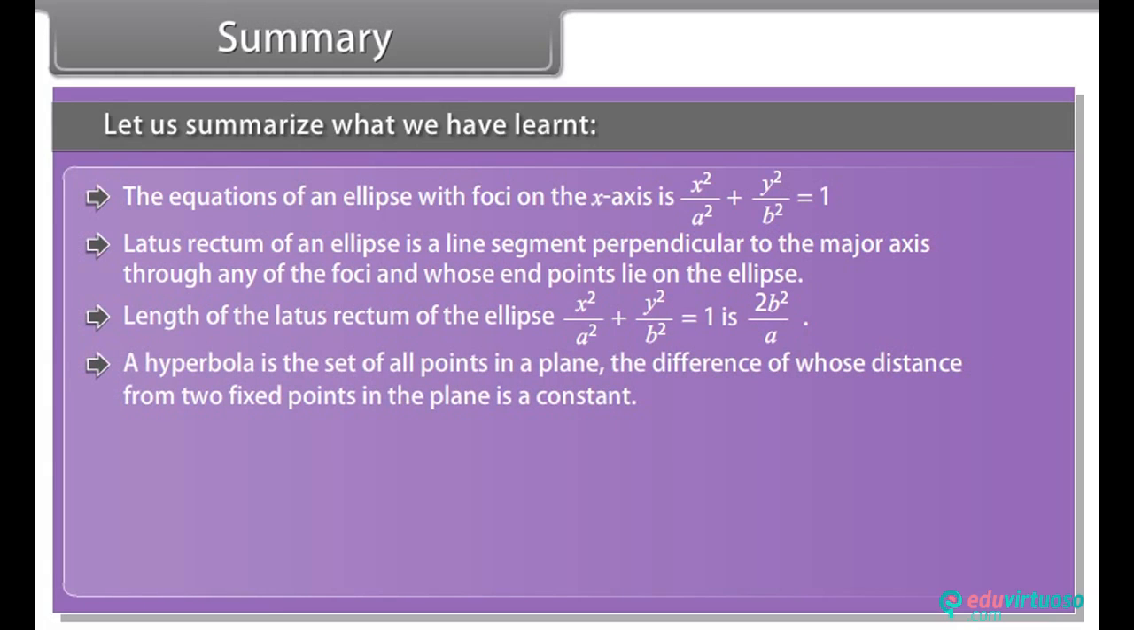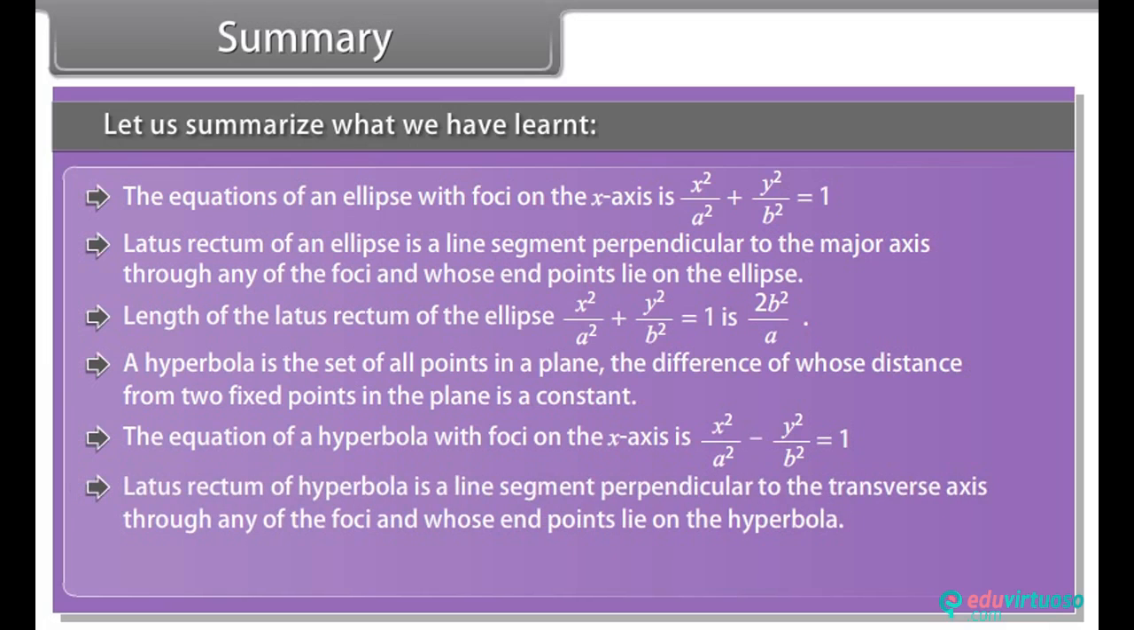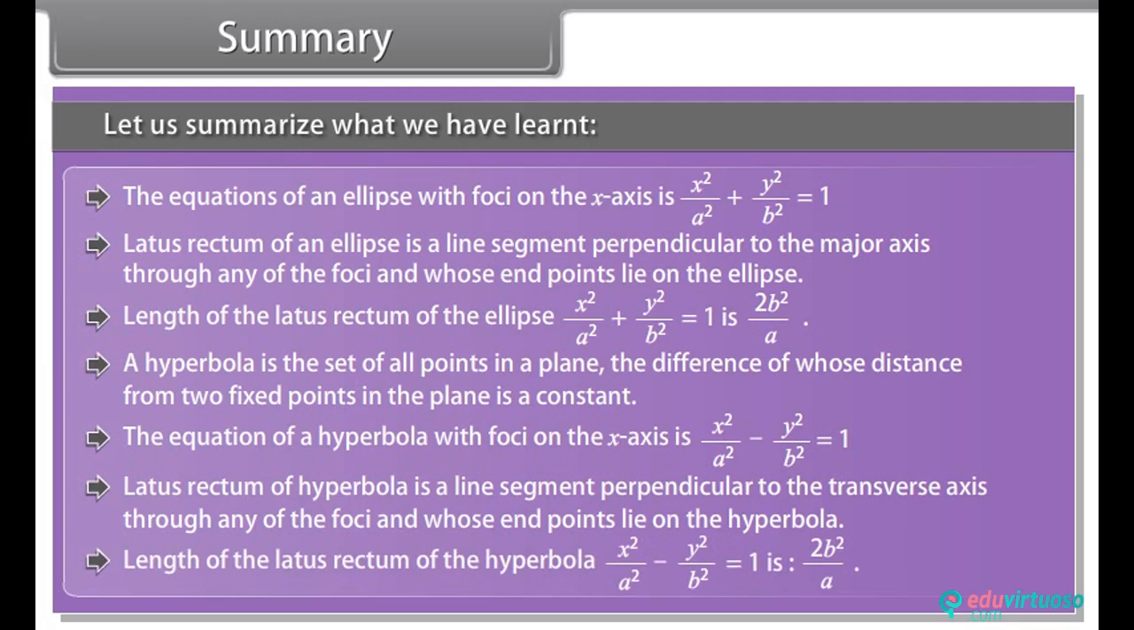A hyperbola is the set of all points in a plane, the difference of whose distances from two fixed points in the plane is a constant. The equation of a hyperbola with foci on the x-axis is x square by a square minus y square by b square is equal to 1. Latus rectum of hyperbola is a line segment perpendicular to the transverse axis through any of the foci and whose endpoints lie on the hyperbola. Length of the latus rectum of the hyperbola x square by a square minus y square by b square is equal to 1 is 2b square by a.